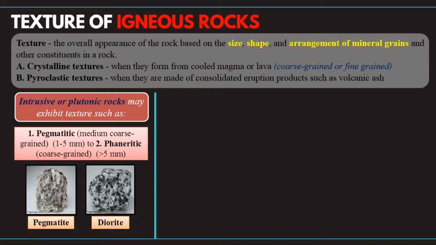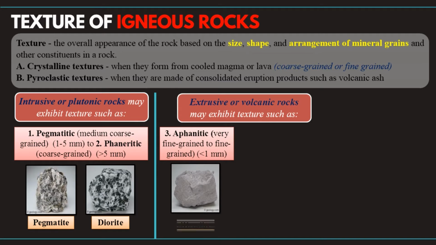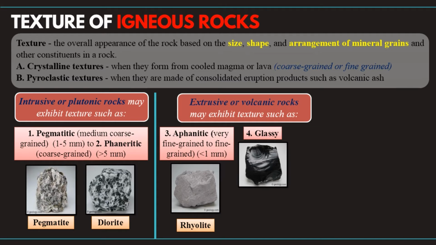So now let's talk about the textures that we can see in extrusive or volcanic rocks, which specifically exhibit textures such as aphanitic, which has a very fine grain to fine grained texture, which is about less than 1 millimeter. As an example, we have here rhyolite. So we can see that the mineral grains on the rock are very fine, and it also has a smooth texture.